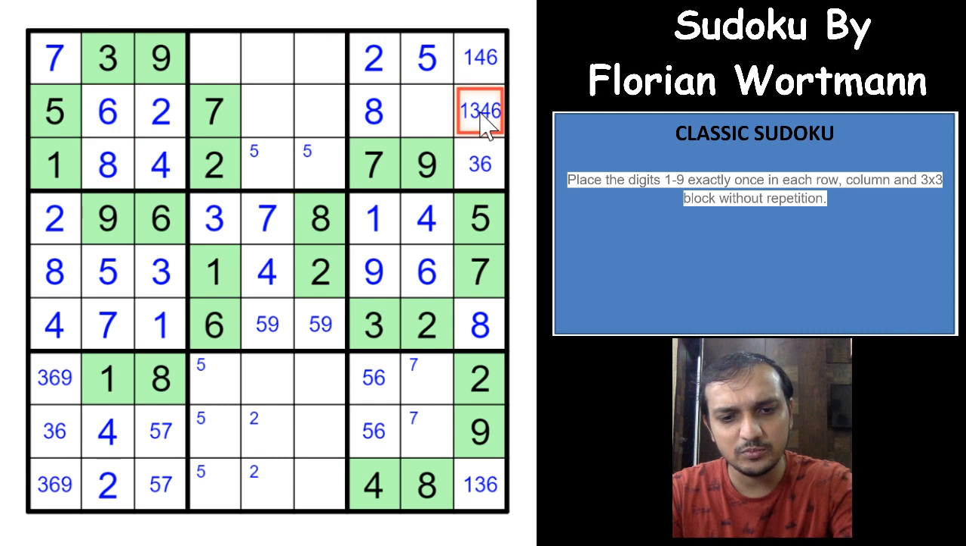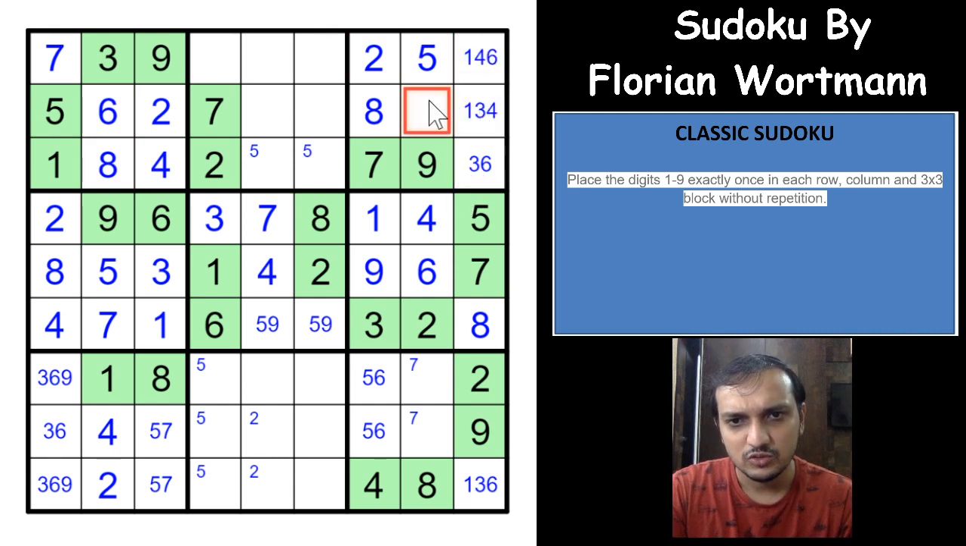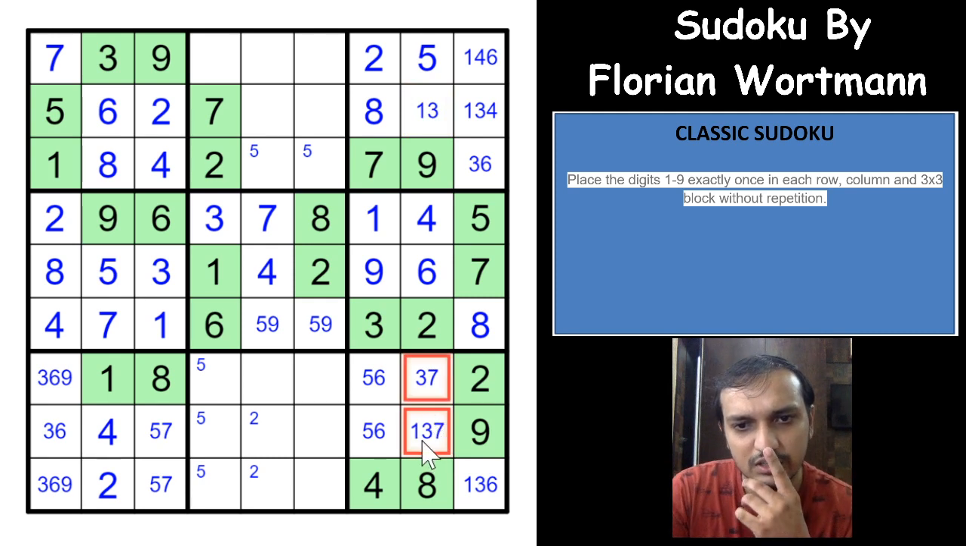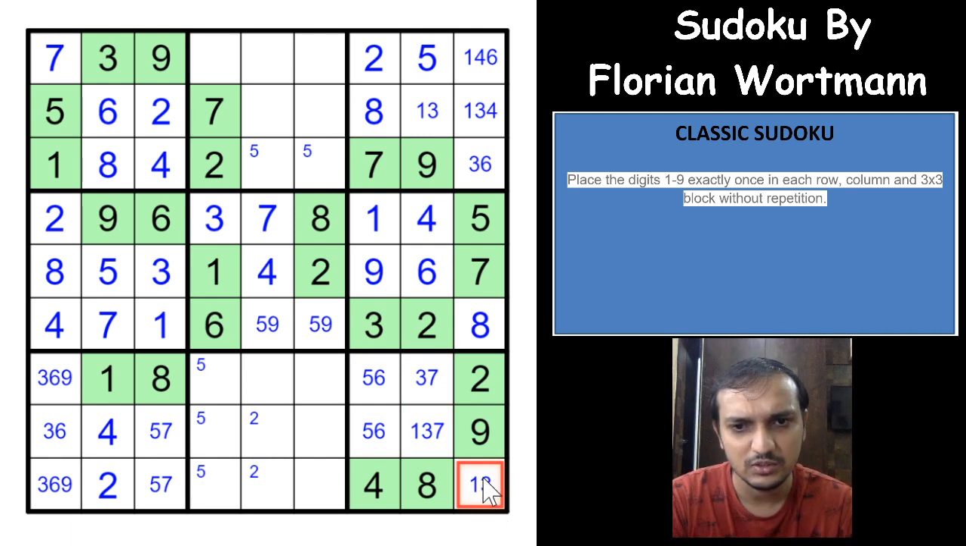That eliminates 6 from this cell. 1, 3, 4 and 6, right? So 4, 6, so this would have to be 1, 3, and these digits are 1, 3 and 7, so this is 3, 7 and 1, 3 and 7 in one of these two cells. And you have a 5 and 6 here, so 6 gets eliminated from this cell. You have a 1, 3 here. That's nice.